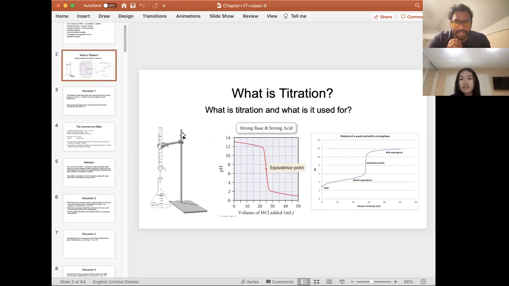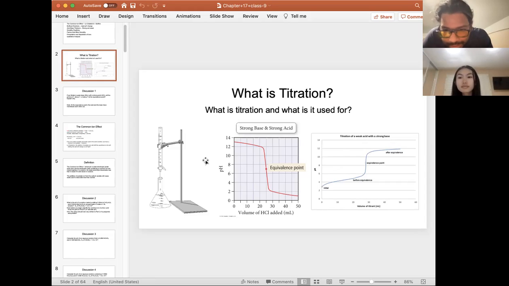So yeah, that's the thing that I was talking about. And this is a titration right here. So the first one is strong base with strong acid. You start off with something that has a high pH level and you add the strong acid, so it starts to go down, right? That equivalence point, it's the same amount of acid, same amount of base, perfectly neutralized. And then past that, it's more acid. So that's why the x-axis is the volume of the HCl added.